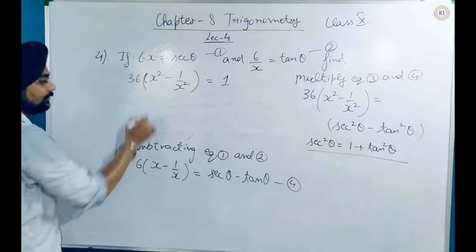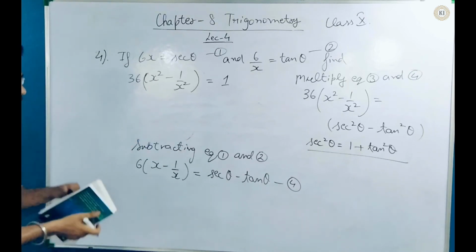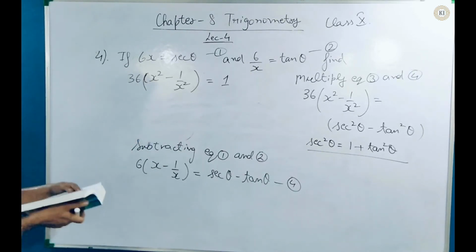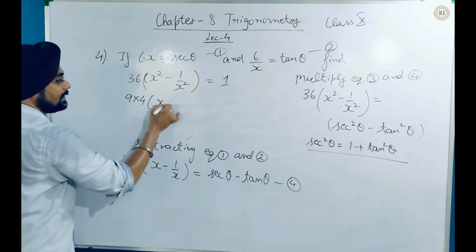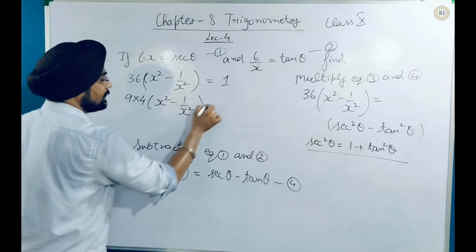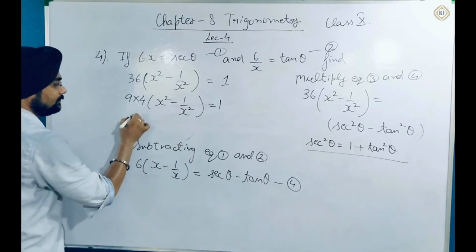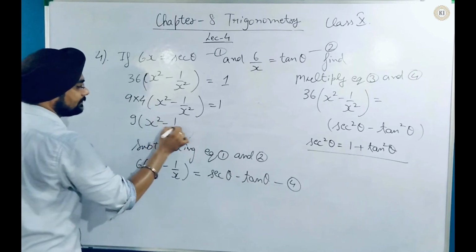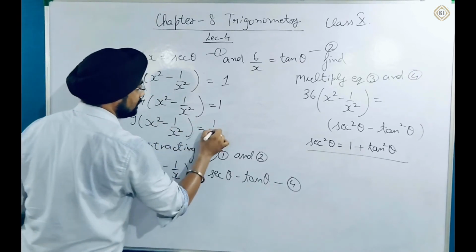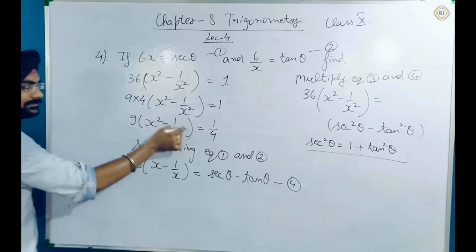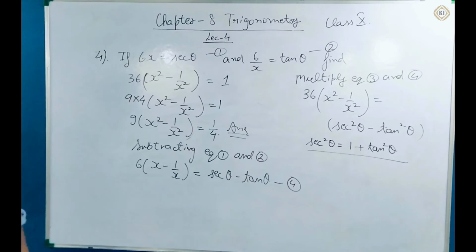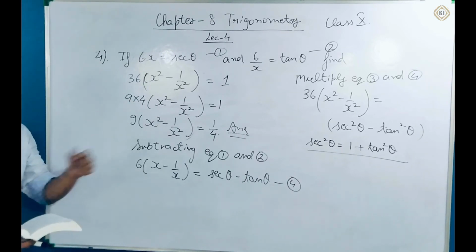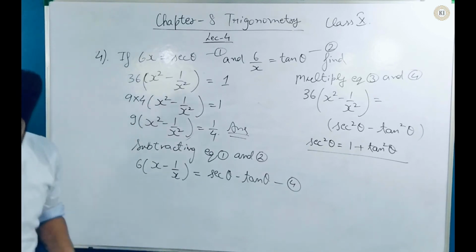Now we need the value of 9 times x square minus 1 by x square. We can break this 36 as 9 into 4, so 4 into 9 into x square minus 1 by x square is equal to 1. 4 will come down, so 9 times x square minus 1 by x square is equal to 1 by 4. We have to calculate this value, so the value is 1 by 4 and that will be our final answer. So this is the method to solve these types of questions. Now let us solve one more question based on this method.